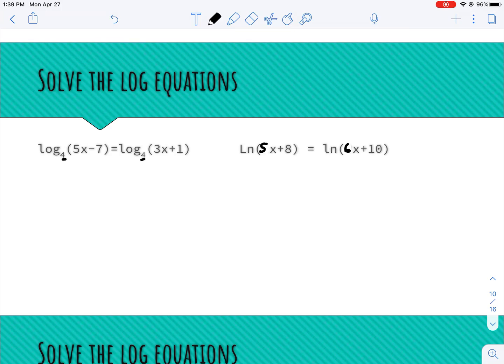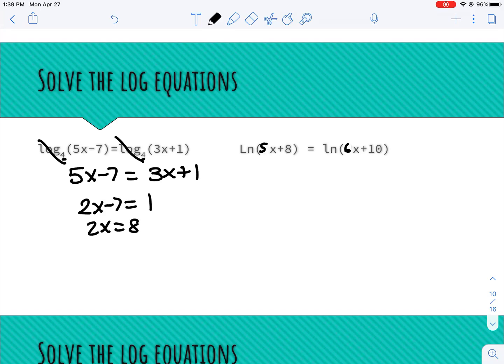These ones are kind of nice because they have logs on both sides. I will never give you where these do not match. Those will always match. Even in college algebra, they're going to match. But, you know, if you have the same thing on both sides, they're going to undo each other. So I can start by dividing by the log of 4 on both sides, and that would cancel out. So I'm left with 5x minus 7 equals 3x plus 1.